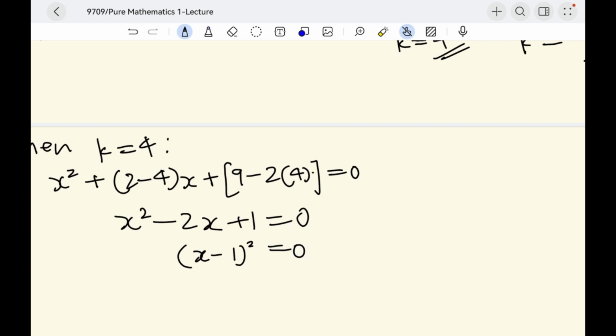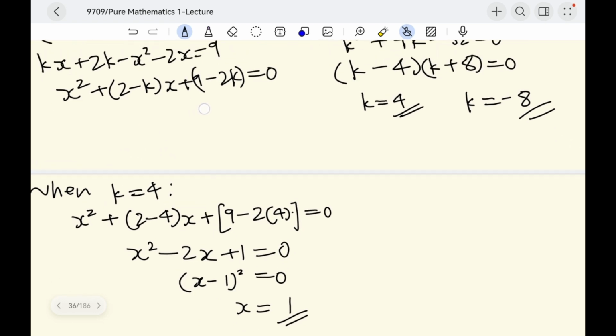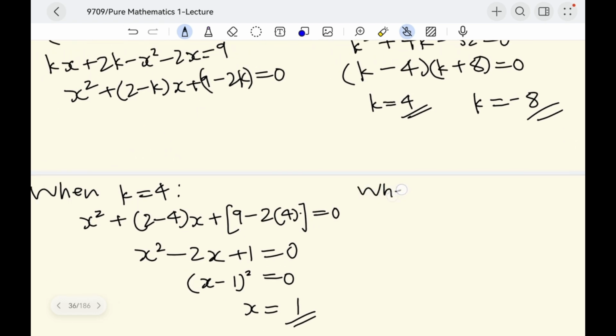Okay, so for the case when k equals 4, the solution of the equation g(x) equals f(x) is x equals 1. Okay, this is one of the answers. And don't forget to solve the other case. So for the case when k equals 8, next you substitute the 8 inside.